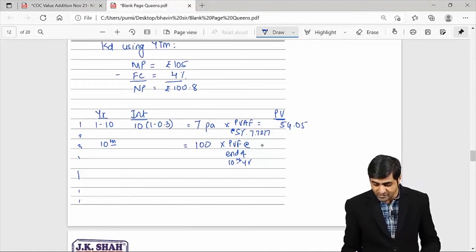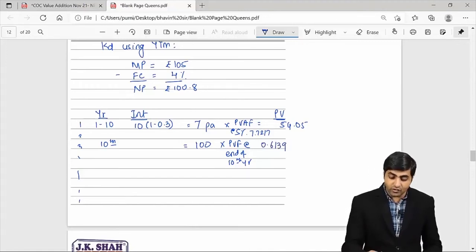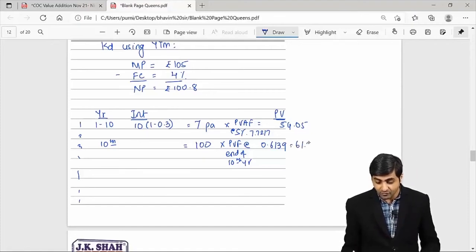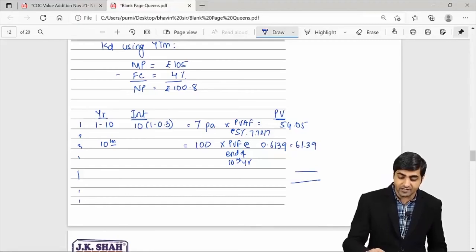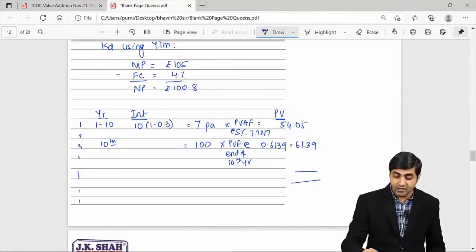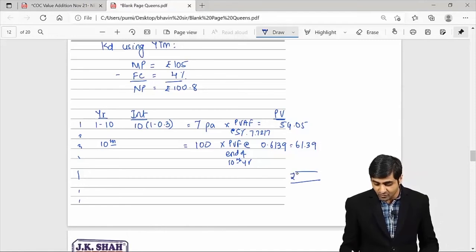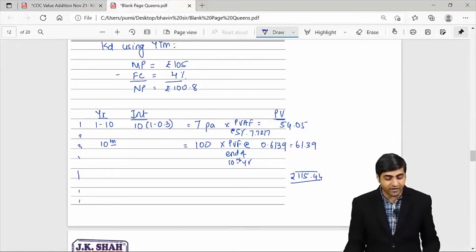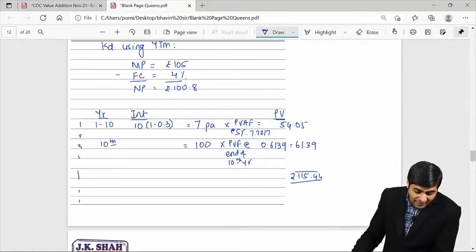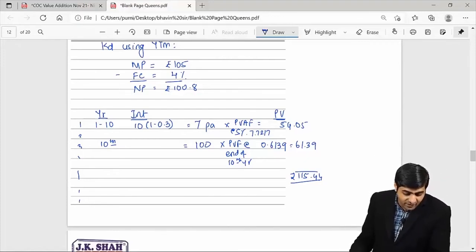And this will be 0.6139. If I multiply this by 100, this will now become 61.39, and if I add up both these things, 61.39 plus 54.05, I get rupees 115.44. So I know that this is not going to be my discounting factor. Now I have to increase the discounting factor in such a way that it becomes equal to 100.8.